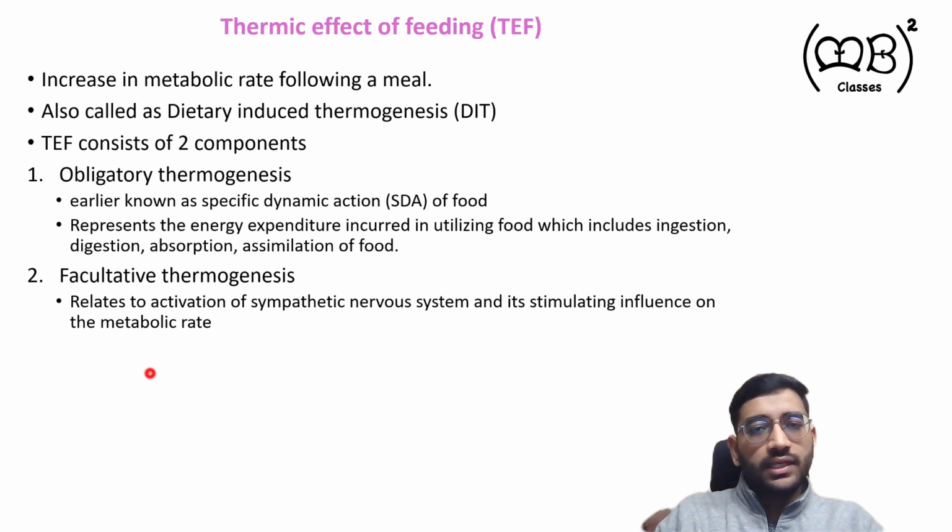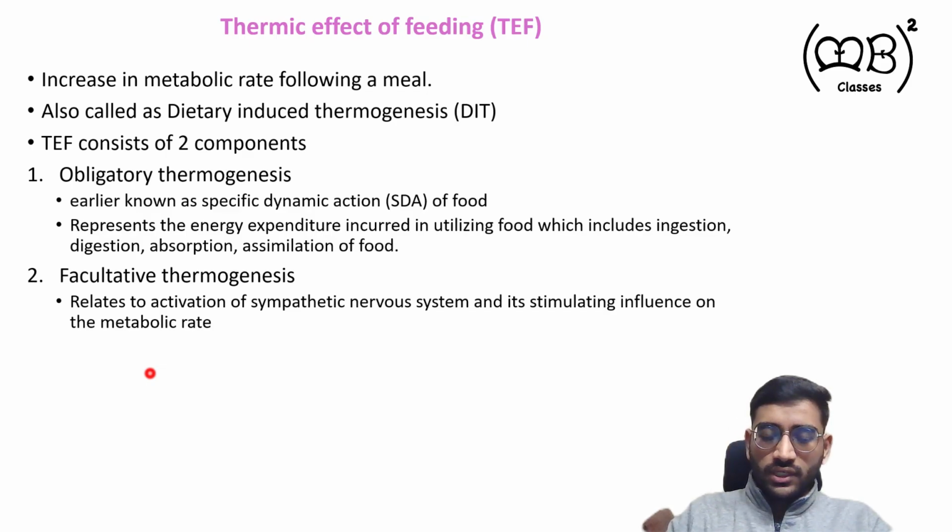Simple. The TEF, or the thermic effect of feeding, consists of two major components. One is the obligatory thermogenesis and the second is the facultative thermogenesis. The obligatory thermogenesis was also earlier called the specific dynamic action of the food.